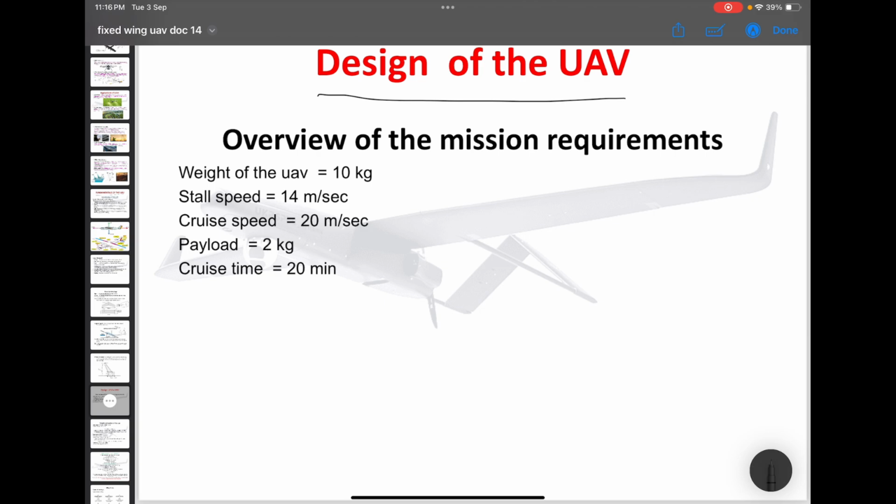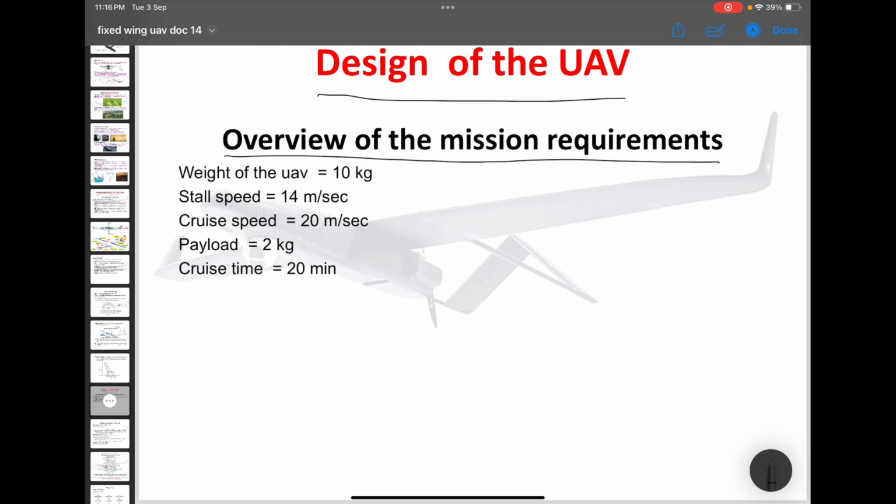See here, we have an overview of mission requirements. When you are going to design any UAV or any aircraft, we need initial parameters to design the aircraft. So we will see what the mission requirements are for designing the UAV.